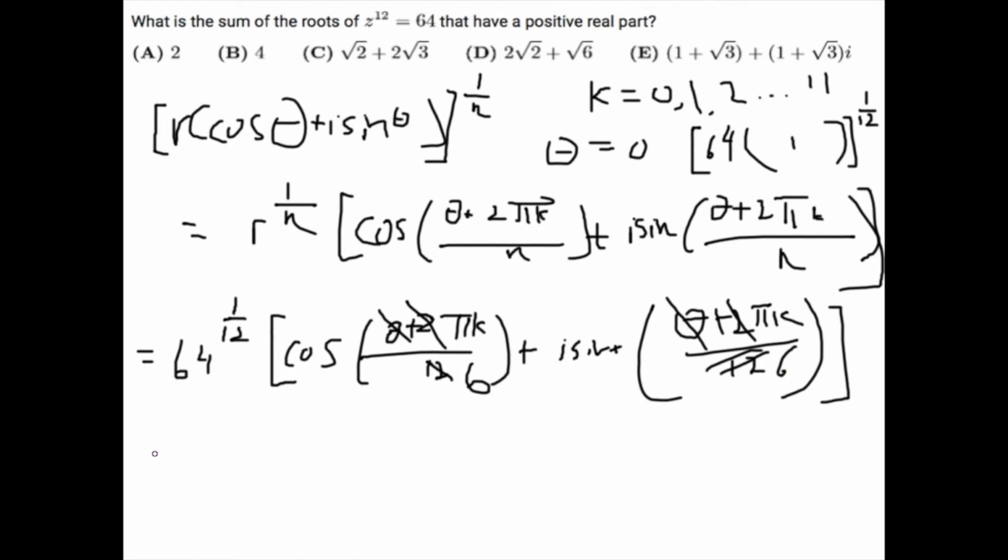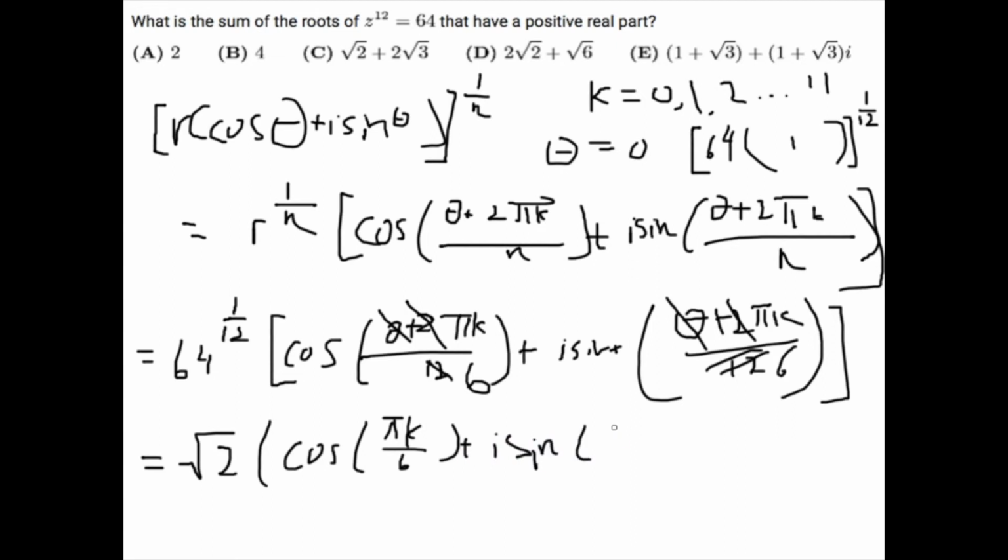64 to the 1 over 12 is the square root of 2. And if we're looking for the positive real part, the real part will always come from the cosine value, since the sine value is going to be multiplied by an i. To make it more clear, I'm going to rewrite this as the square root of 2 times cosine of pi k over 6 plus i sine pi k over 6.